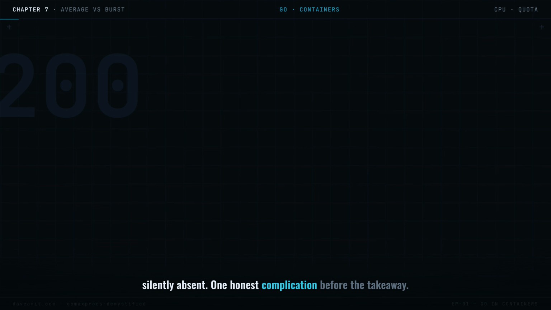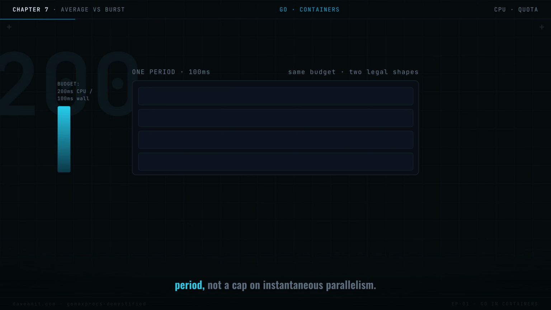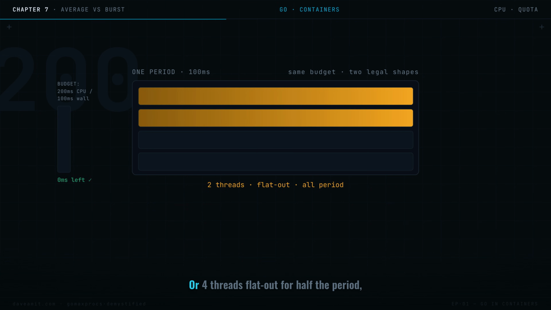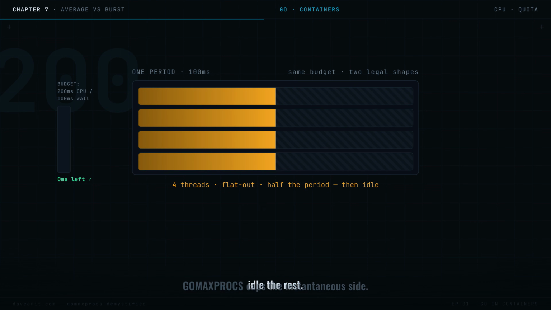One honest complication before the takeaway. The round-up choice isn't free. A cgroup quota is an average over a period, not a cap on instantaneous parallelism. A 2 CPU quota with a 100 millisecond period means 200 milliseconds of CPU per 100 milliseconds of wall clock. And you can spend that two ways: 2 threads flat out the whole time, or 4 threads flat out for half the period, idle the rest.